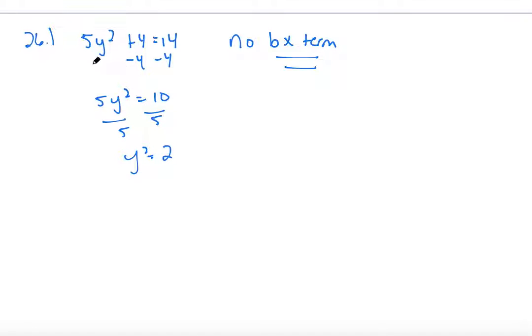Now the key with the square root method is you're trying to isolate or solve for the squared term, so that when you have the square term by itself, you can simply take the square root of both sides. And when you do that, you have y equals plus or minus the square root of 2. And then we are done. And that is the quick review of factoring.